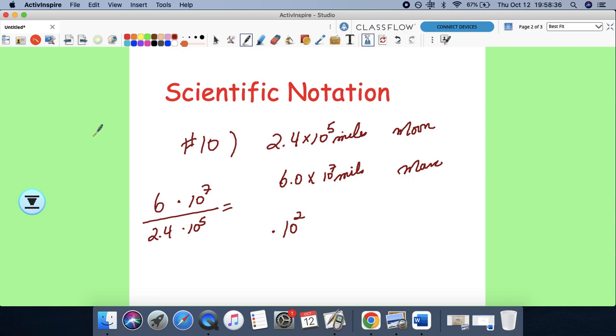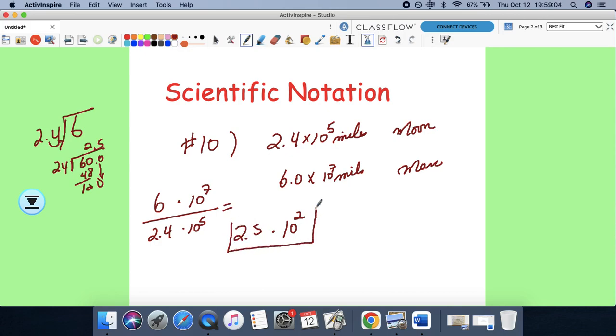Well, 6 divided by 2.4, move that decimal over, we get 60 divided by 24. We get 2, we get 48, we have 12 left over. Bring a 0 down, add a decimal, and I believe that's 5. So it's 2.5 times 10 to the second. Put a little x here. So 10 is F.